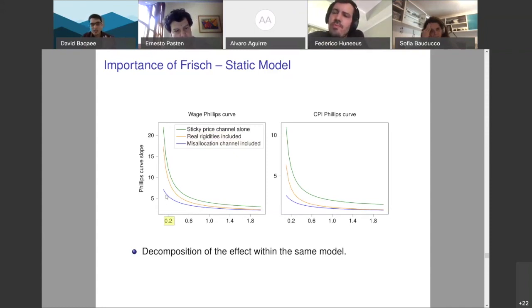What's sort of interesting in this picture is these two lines, the green and the orange, they shoot off to infinity as the Frisch goes to 0. Because in a model with inelastic labor supply, the Phillips curve would normally be vertical. But that doesn't happen in the blue line. The blue line hits the axis at a finite number. Why? Because when you have the misallocation channel, monetary policy can affect output even if there's no change in employment, just through the productivity effects alone. And so that's why this is so much lower.